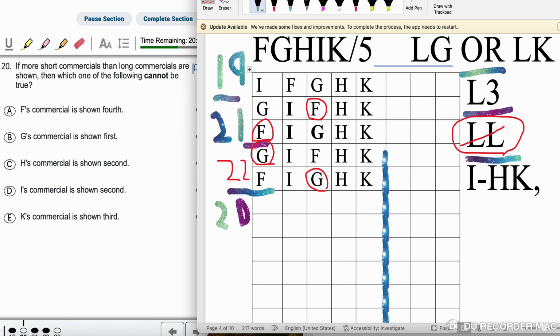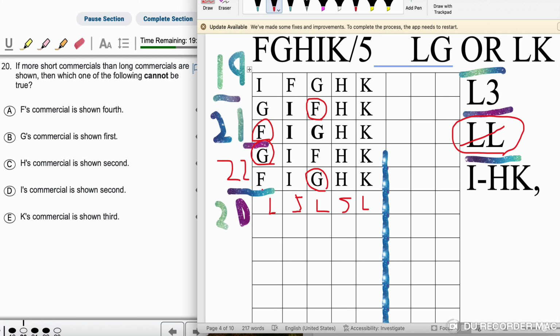Question 20. If more short commercials than long commercials are shown, then which of the following cannot be true? Instead of coming up with a new world for question 20, let's go ahead and use the previous worlds that we used. So question 22 was the last one we went over. So for that to be true, where there are more short commercials than long commercials, that means that there's going to have to be 3 shorts and 2 longs. And with that being said, we see that the last world had F, G, K in the long position, 1, 3, and 5, and I and H in the short position at 2 and 4.